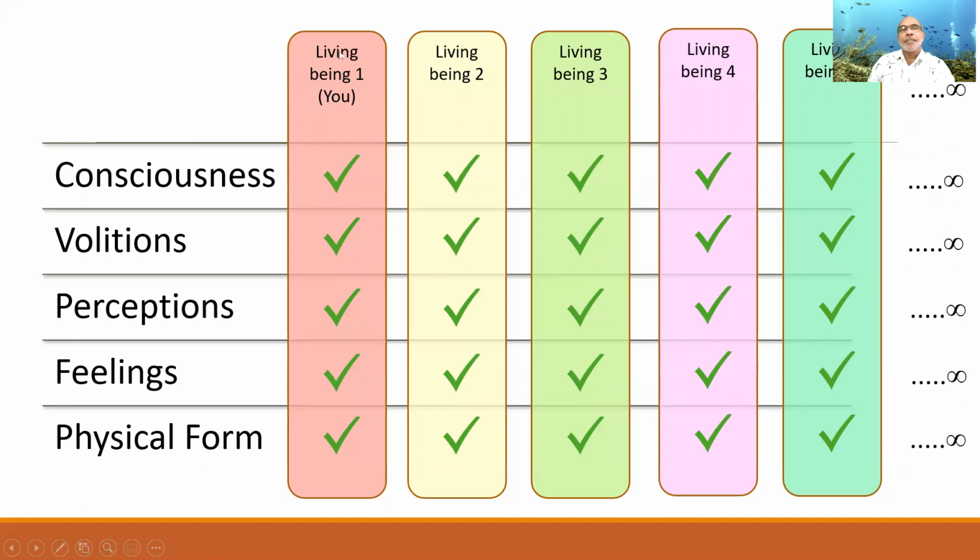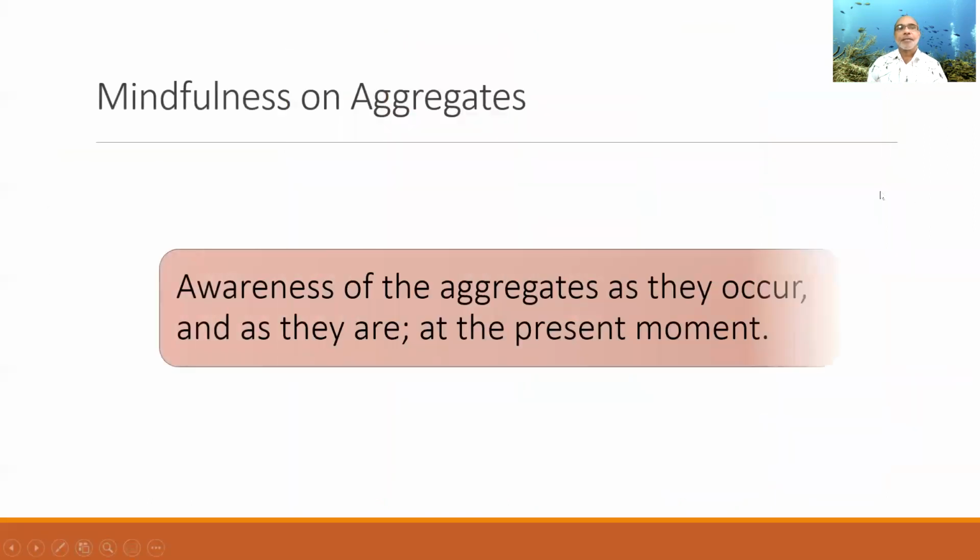So it's like this. This is you, this vertical line, right now having 5 aggregates. This is another living being at this moment having 5 aggregates, another living being having 5 aggregates, like that an infinite number of living beings in all directions around you, considered as consisting of 5 aggregates. That's how this meditation goes. Again, it's boundless, and your mind will finally be expanded to understand all living beings by their aggregates. So I just did this introduction to the aggregates.